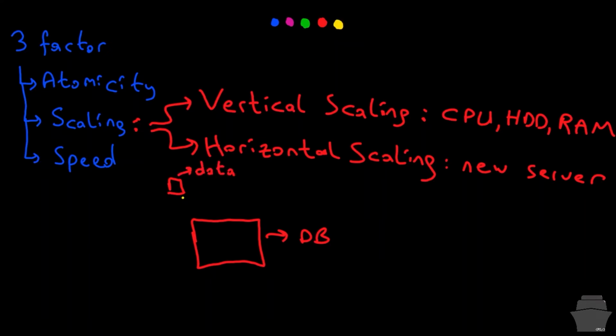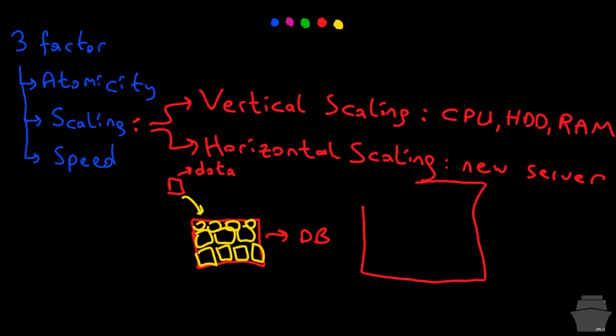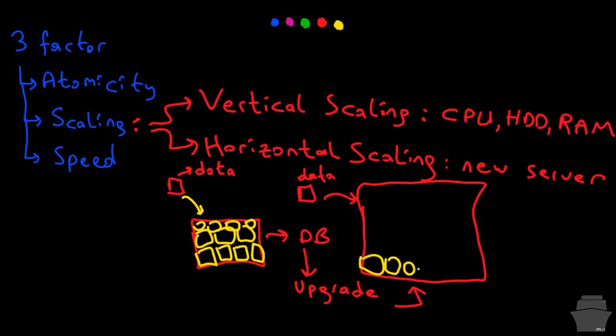When this data comes into the server, it will be stored into the database. Another data came, another, again and again. Now our database is full. We have no more space to store new data, right? So what can we do? If I increase the size of this box, then I will have more space to store new data, right? We call it vertical scaling.